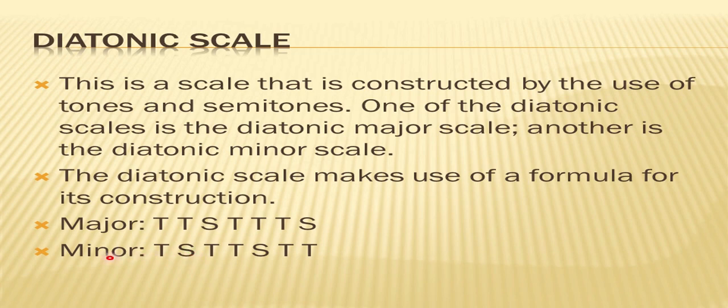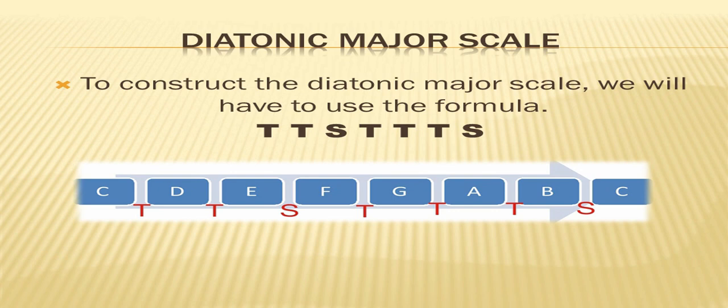Beautiful. While the minor scale has tone, semitone, tone, tone, semitone, tone, tone. Again, tone, semitone, tone, tone, semitone, tone, tone. For now, we will work on how we can construct a major diatonic scale. So, the construction of the diatonic major scale, we have to use the formula tone, tone, semitone, tone, tone, tone, semitone.